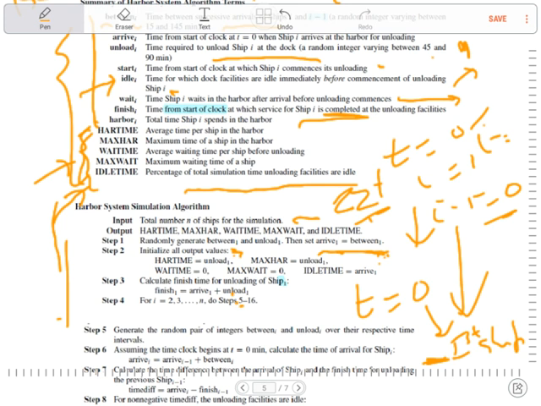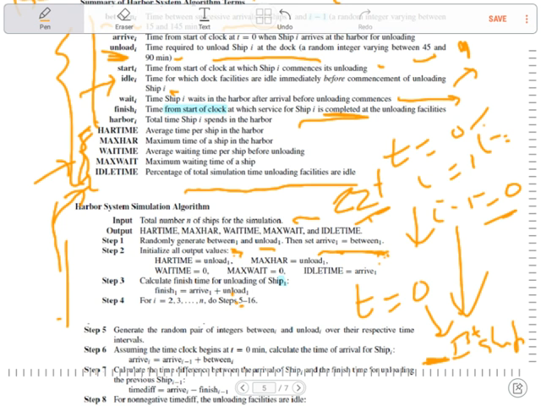And unload 1 will be given, that can be anything. But one thing should be kept in mind: it should not be less than 45 minutes and should not be greater than 90 minutes, because unload 1 was given like that in the real life situation. So that should be taken care of.